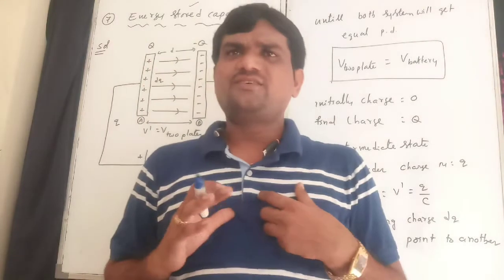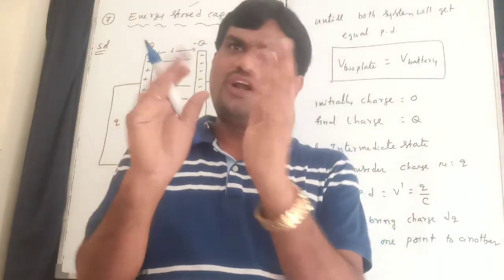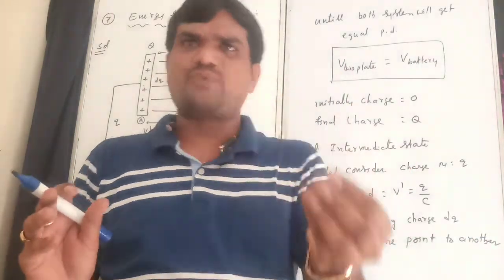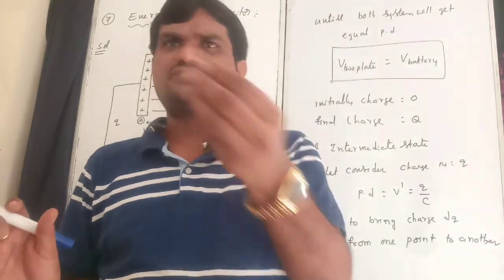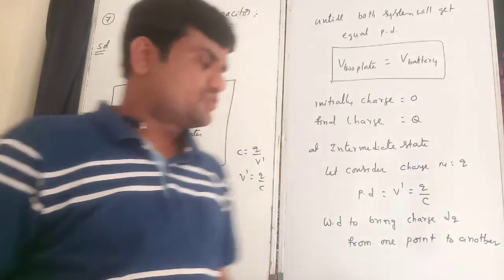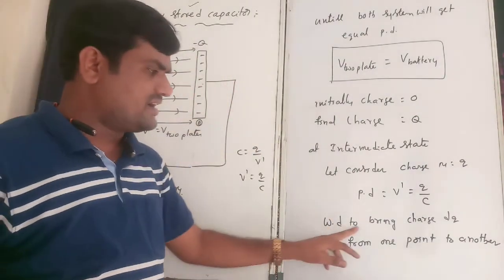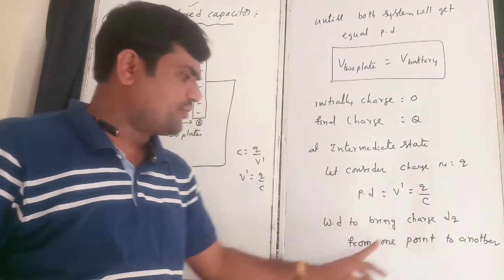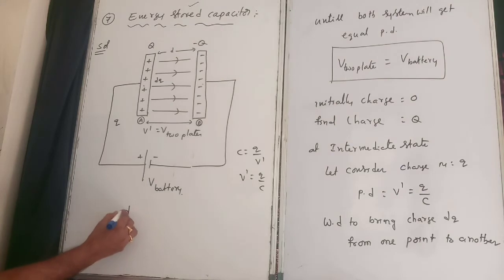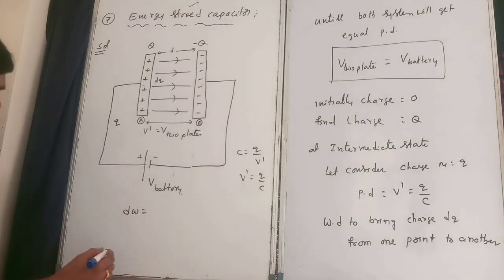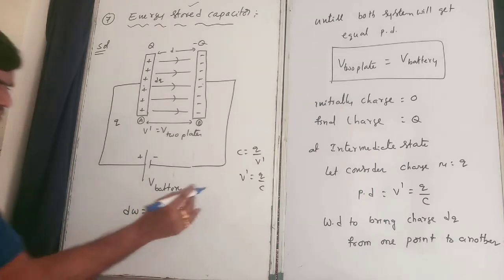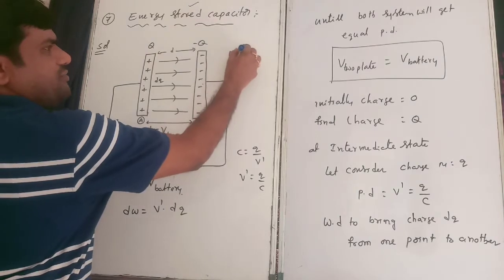What is my target here? I want to fully charge it. I want to do full charge. That means with small amounts of charge, dq, I can transfer everything. So the total work done is the sum of the work done to bring charge dq from one point to another. I will consider dW, and the formula is V dash into dq. Correct?